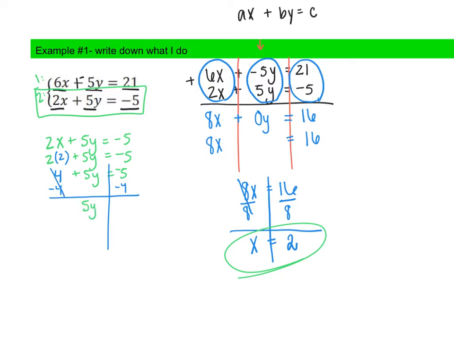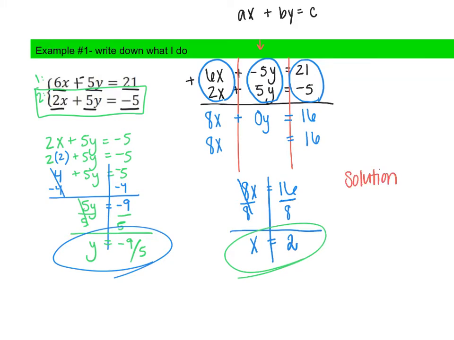I'm left with 5 y's equal negative 5 and a negative 4, negative 9. From there, I want to divide by 5 on both sides. And I get y equals negative 9 fifths. So I have my x and I have my y. So now I know that my solution to the system of equations is 2 for my x, negative 9 fifths for my y. You could change that to a decimal if you want, but you don't have to for today.